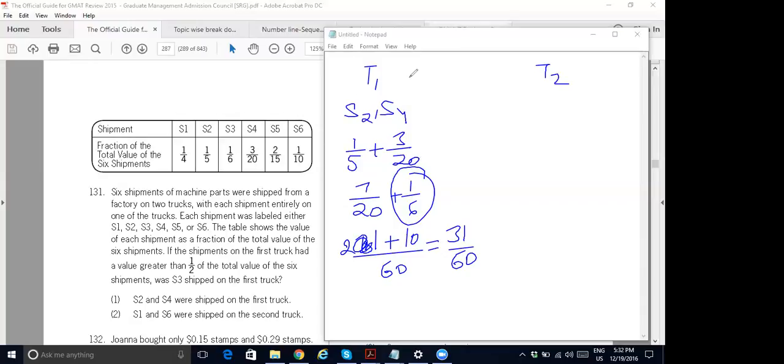I'm just trying to figure out, I can put an S3 here on truck 1, but I can also put S5 as well. I can put S6 as well. How will that help?